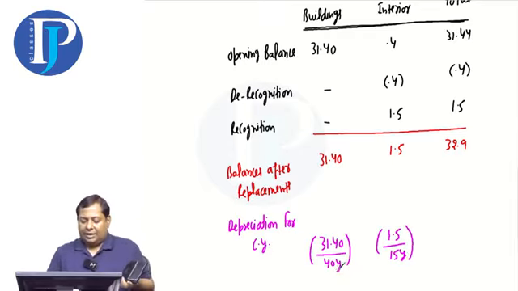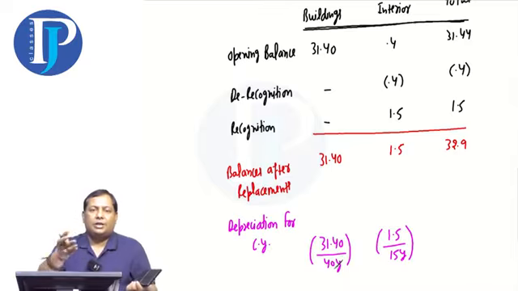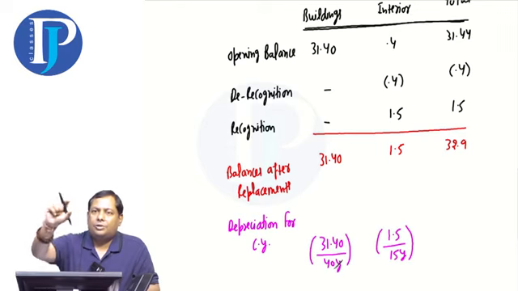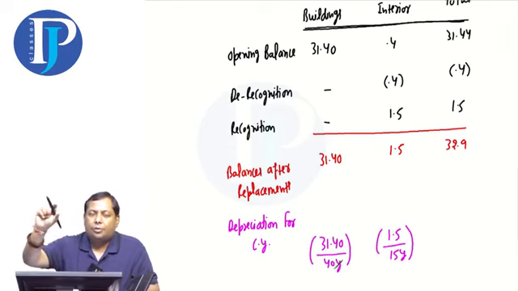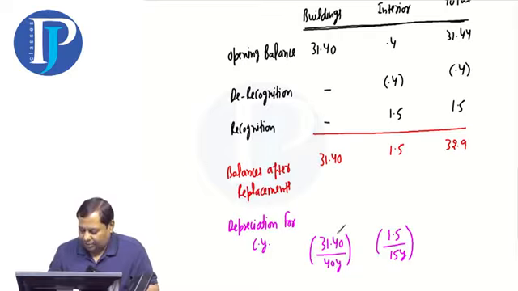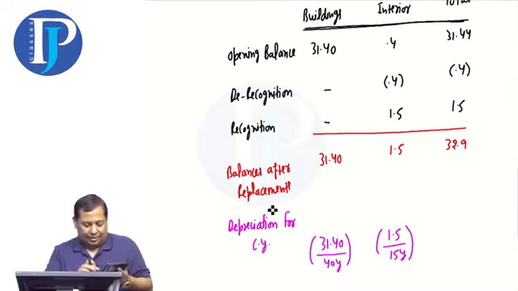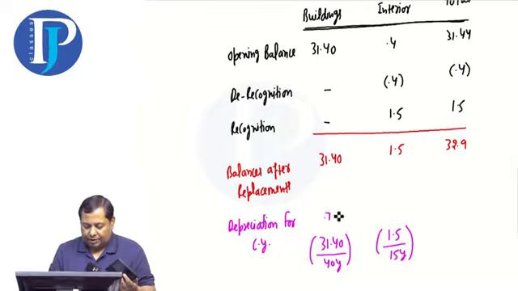How does this 40 years remain? 10 years have passed. 10 out of 50, so 40 remain. The basic idea is the original cost and the original life. Original cost, original life, remaining cost and life. So this 31.4 is not the original cost. This is after 10 years. If this is after 10 years, the life is also after 10 years.